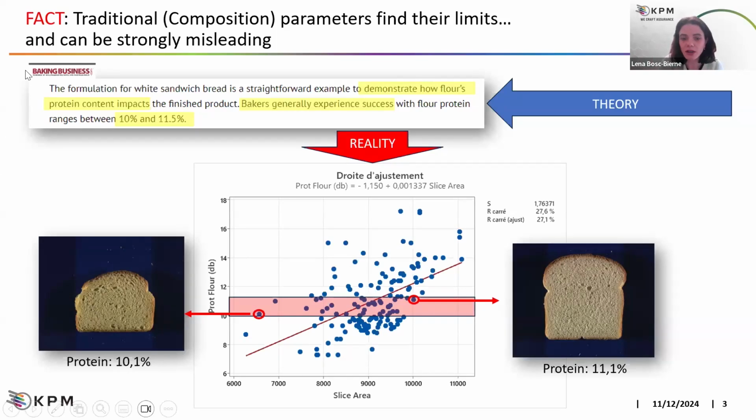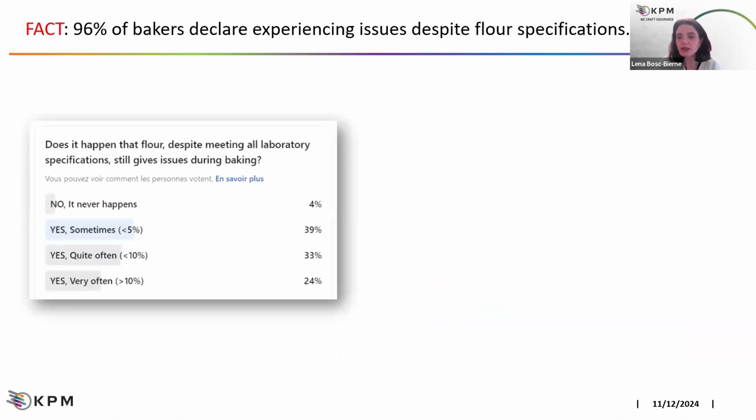Here, this is again an illustration for the volume, for the slice area. If we are between 10 and 11.5%, we can select two flours that are within this range, 10.1 and 11.1%, and we will end up with two completely different products. We already know that, but this is proof enough that protein content is not enough. The result is that often the specifications that we use are not really enough.